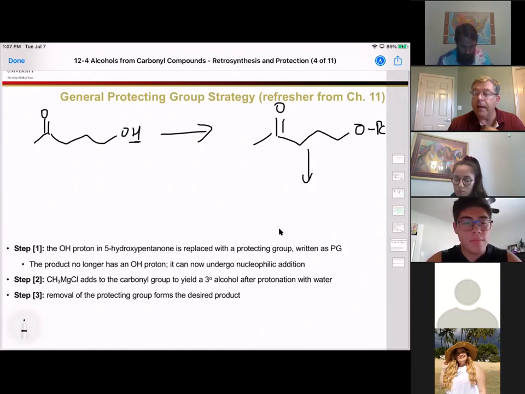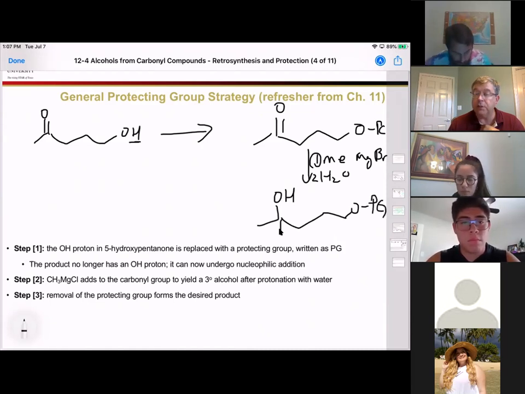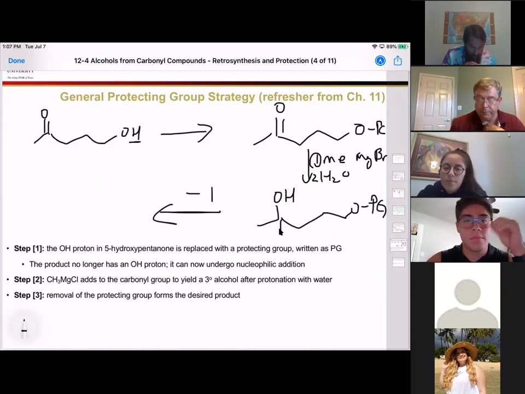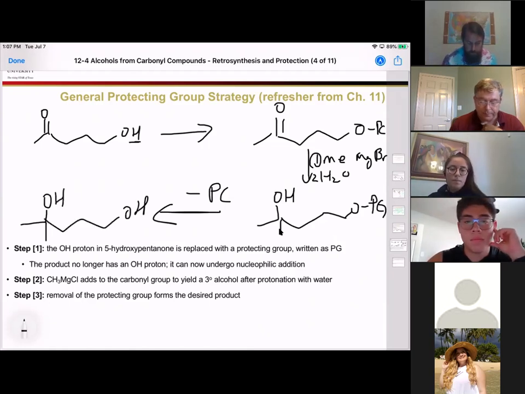Then we can do that attack with our methyl, and let's use a methyl Grignard. First step is with the methyl Grignard, second step is with water, and that generates our new alcohol. The protecting group is not changed during the reaction. And then we actually have to remove the protecting group to generate our new desired dialcohol product right here, okay?